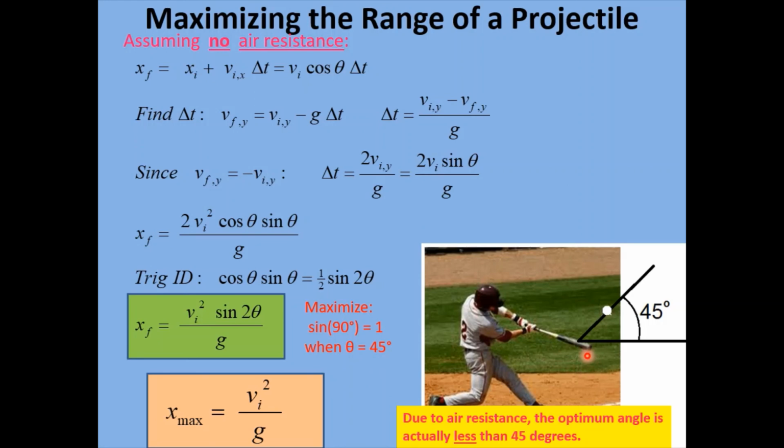As shown here, when the baseball player hits the ball, if the ball launches off the bat at 45 degrees without wind resistance, this will maximize the distance that the ball travels. And by the way, when we do that, this sine of 2 theta just becomes a 1, and we have an equation for the maximum distance of a projectile, equal to just the square of the initial velocity divided by g, a very basic and simple result. I'll just make a note here that due to air resistance, the optimum angle is actually less than 45 degrees, but we won't include that at this point.